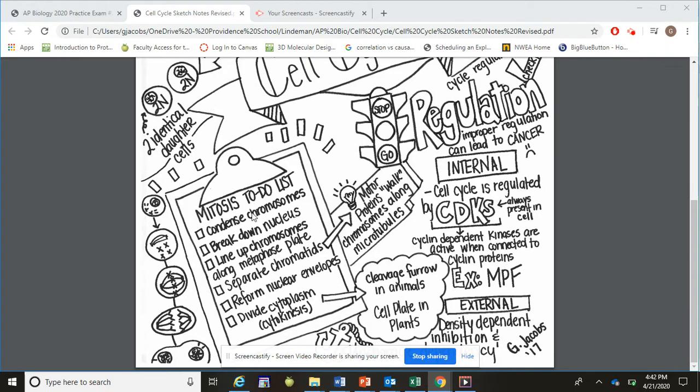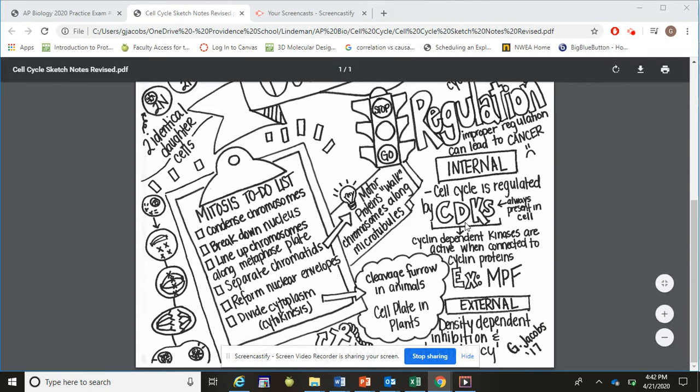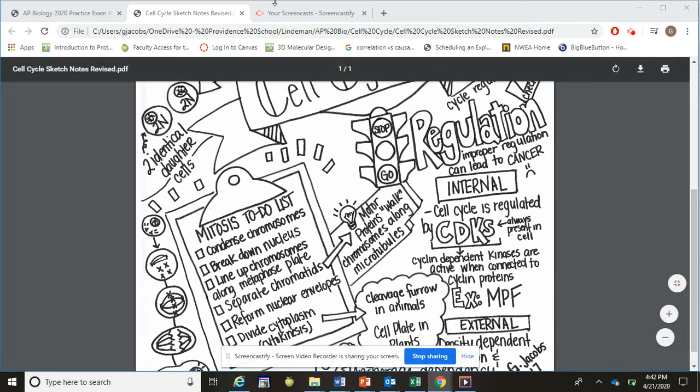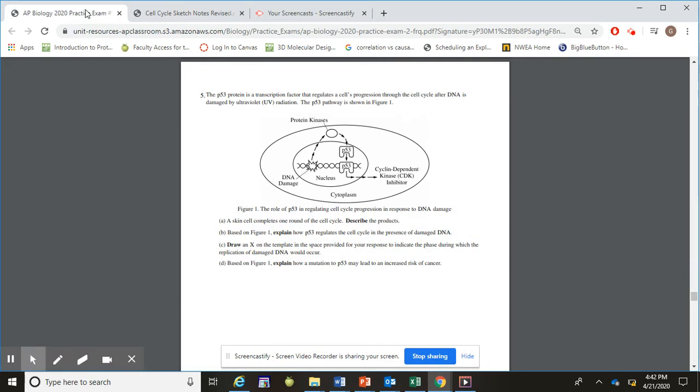And then this is just like a little to-do list of what happens during mitosis. So the big thing here is understanding what the cell cycle looks like and that it's regulated at every checkpoint to make sure that the cell does not progress and form a mutated cell that could lead to cancer. So let's read our prompt.